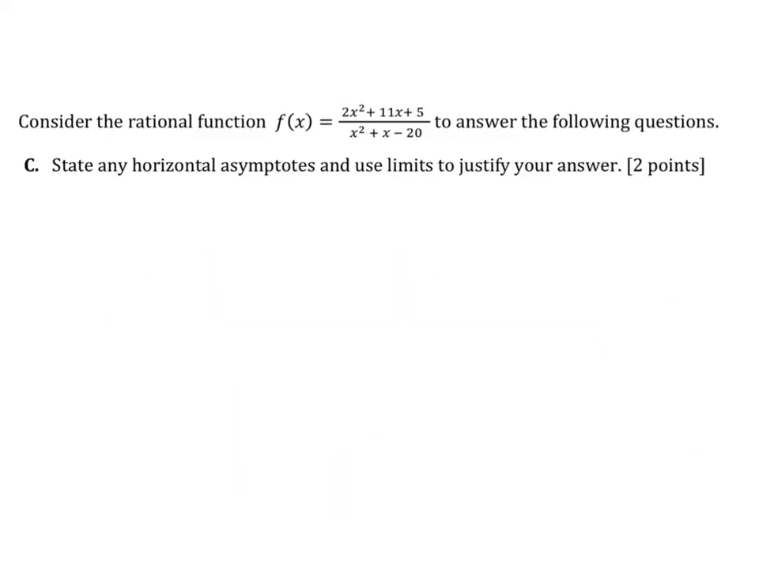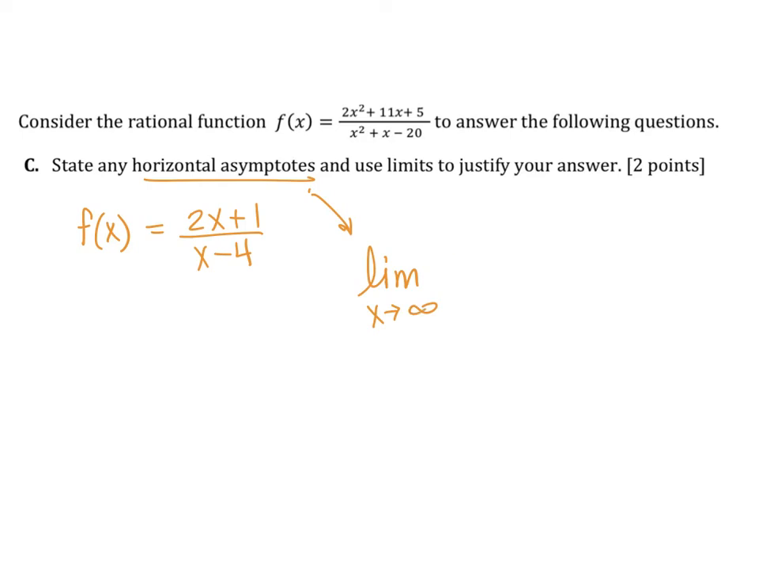Now state any horizontal asymptotes and use limits to justify. So we saw our factored form, and you don't have to use your factored form here for the horizontal asymptotes. However, it's a good idea. We saw that f of x from the previous problem reduced down to be 2x plus 1 over x minus 4. And so with our horizontal asymptotes, that is always talking about our power struggle and our limit as x approaches infinity of f of x.